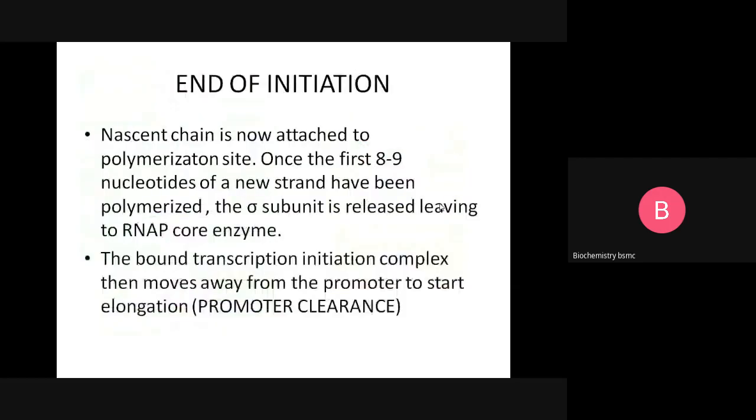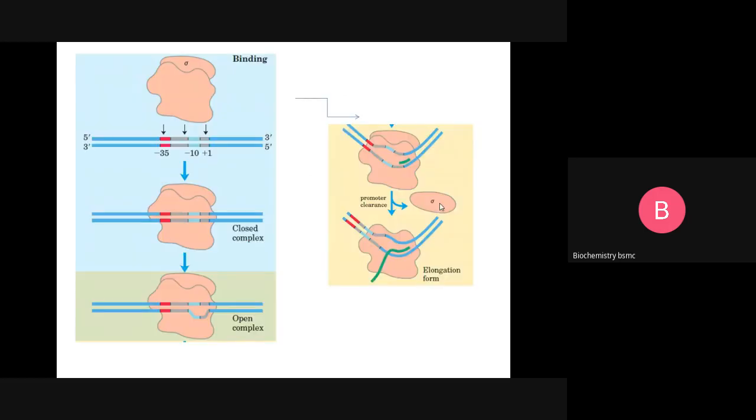So how does it occur? When the first 8 to 9 nucleotides have been polymerized, the sigma subunit is released, leaving the core enzyme. The bound transcription initiation complex then moves away from the promoter to start the elongation. So the complex now gradually moves to the right hand side, leaving the original promoter region behind, as if it is like a train. It is moving towards the right hand side, and now it will get access to more and more bases towards the 3' end, and the promoter will now be totally released. So it is called the promoter clearance.